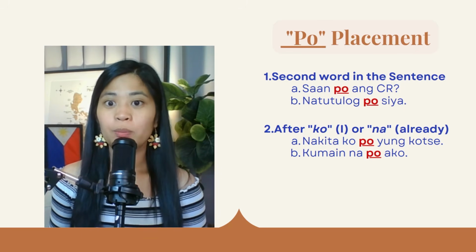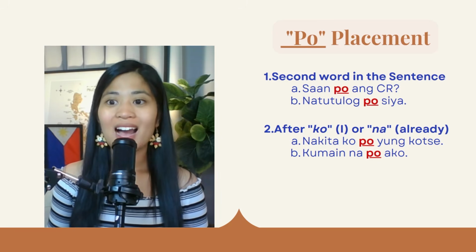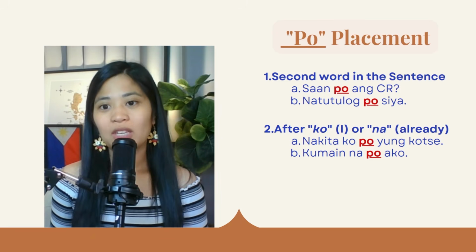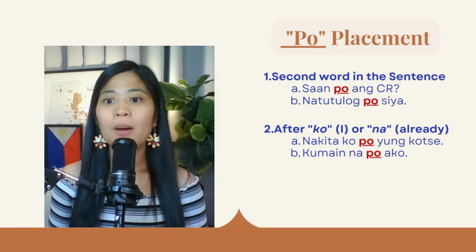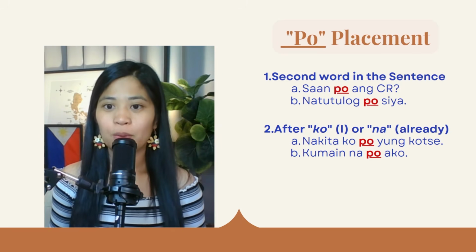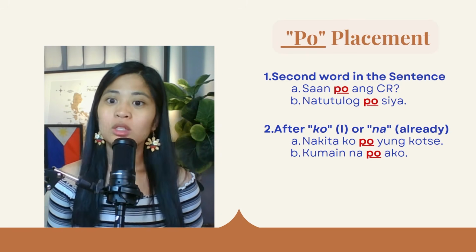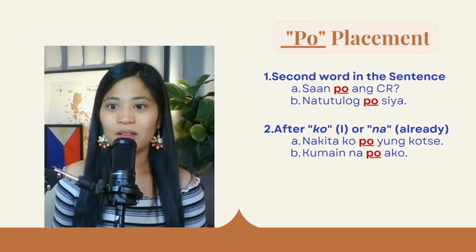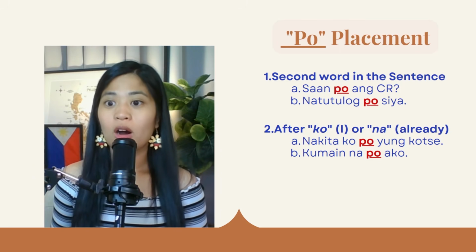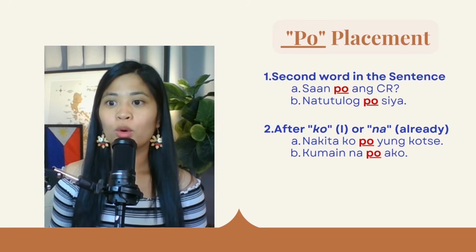The second rule for the word po is that it goes after the words ko, which means I, or na, which means already. So if either of these words appear in a phrase, po would go after that word, ko or na. For example, nakita ko po yung kotse. Nakita means saw, ko means I, po is a sign of respect, yung means the, kotse means car. So I saw the car. Nakita ko po yung kotse. Po is after the word ko.